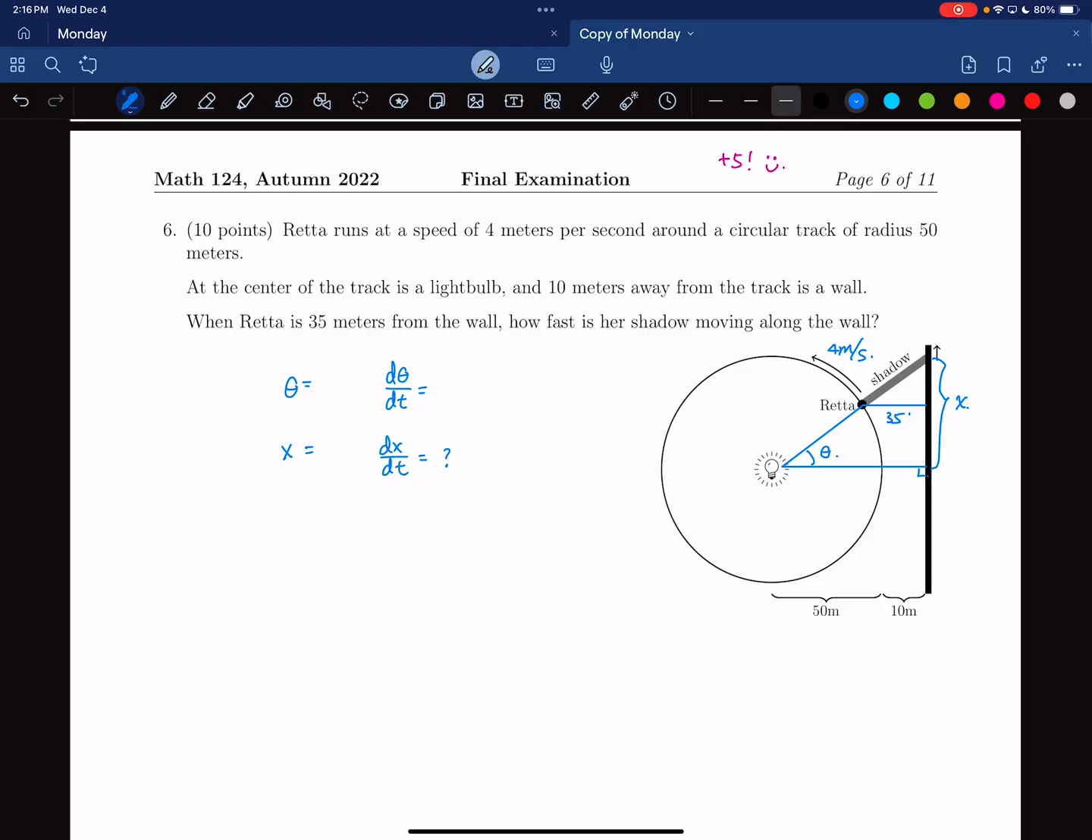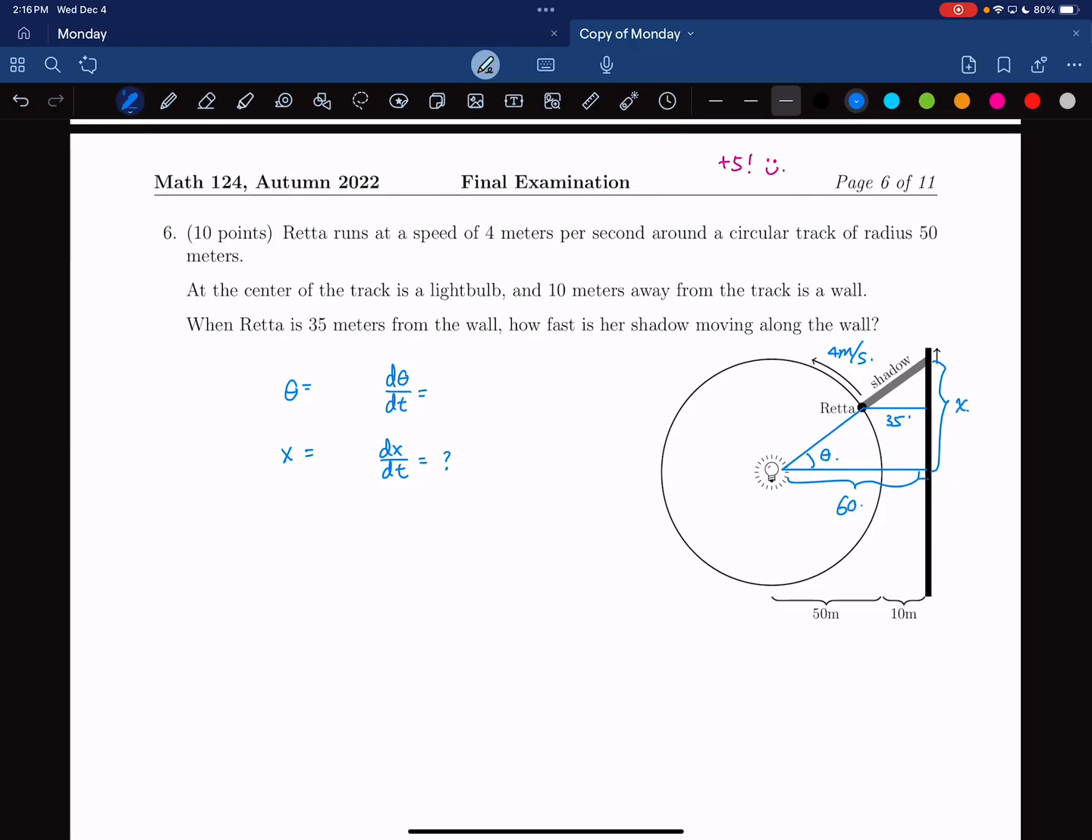Now to write down this relationship, I observe that this length here is 50 plus 10, which is 60. And this is going to relate theta and x. Because if I use the tangent function, I get tan of theta is going to be x divided by 60. So this is the equation that relates theta and x. Does this make sense so far?